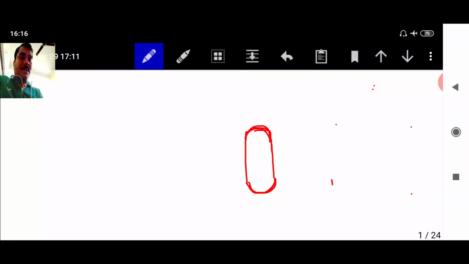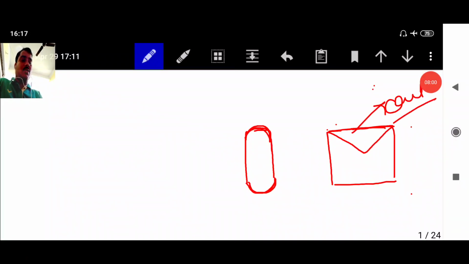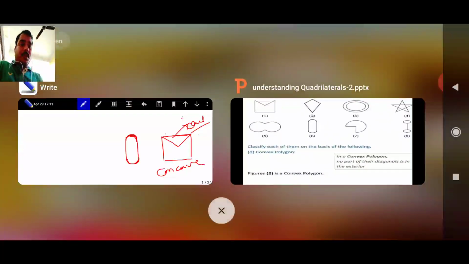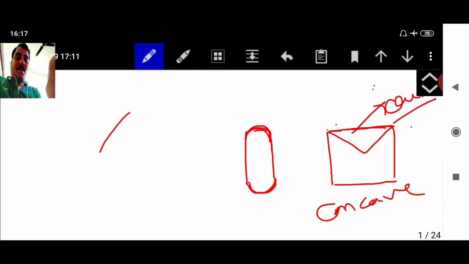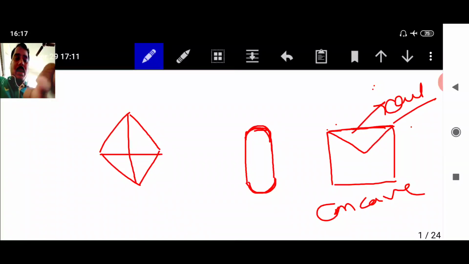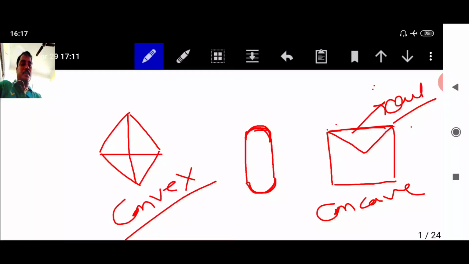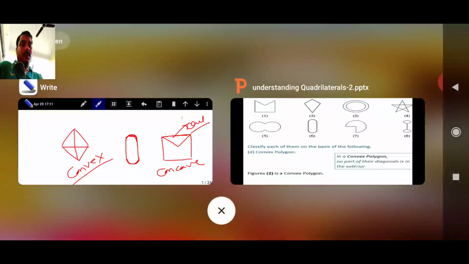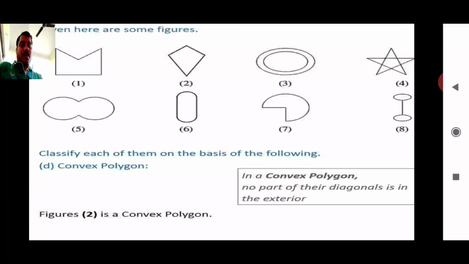if we discuss about first, then this diagonal lies outside, outer. Okay, this is outside, so it is concave. And if we discuss about the second one, then both diagonals lie inside, so it is convex. Okay, so it is clear that the second one is a convex polygon.